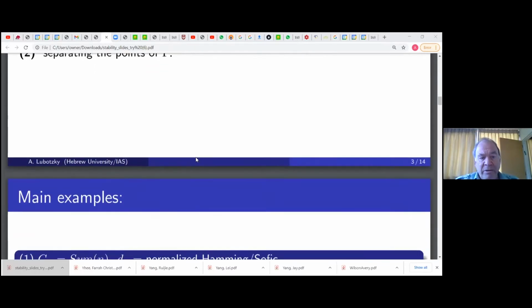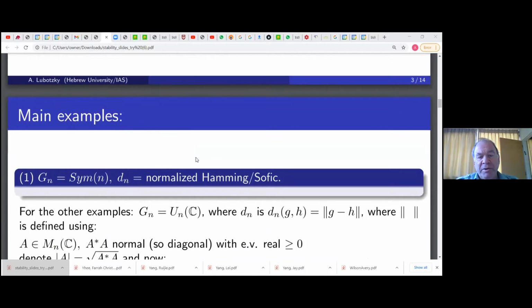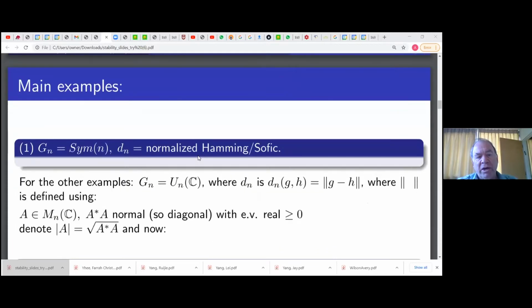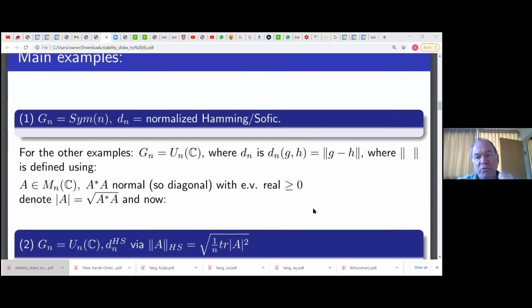But now let me introduce the main examples that we will study. The first one is Gn the symmetric group with the normalized Hamming metric. This we already talked about, and being G-approximated with respect to this family is exactly being sofic. Now I want to give you a few more examples.